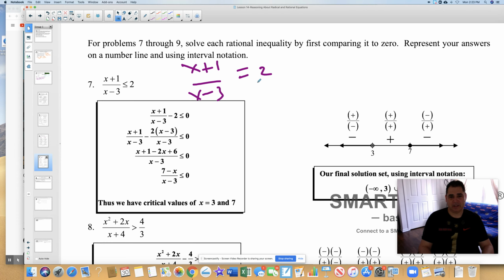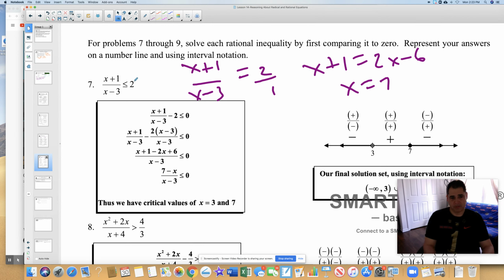Now what I like to do is just solve. I'm going to cross multiply. X plus 1 is equal to 2x minus 6. And just solve. So bring the x over, bring the 6 over. It looks like you're going to get 7. X equals 7. That's your other potential root. Now 7 works. 7 is going to be a closed circle because of the less than or equal to symbol.